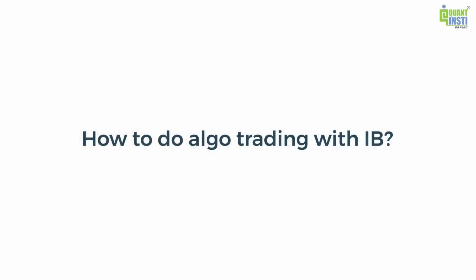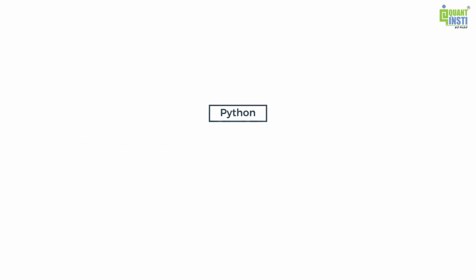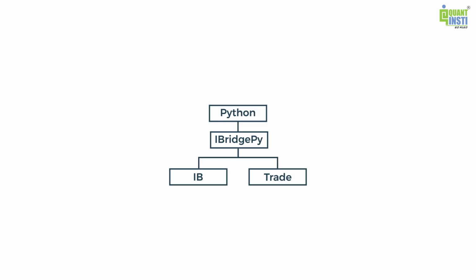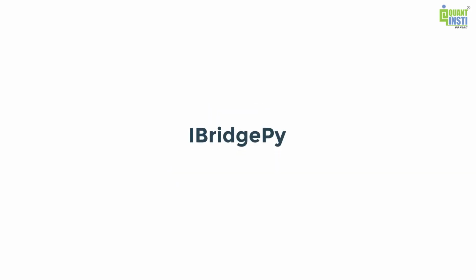Then the next part is how to do algo trading with IB. Just as I explained, you can use Python programs in IbridgePy and then get connected to IB and then trade. This is the brief introduction about Interactive Brokers. The next part, let's talk about IbridgePy.